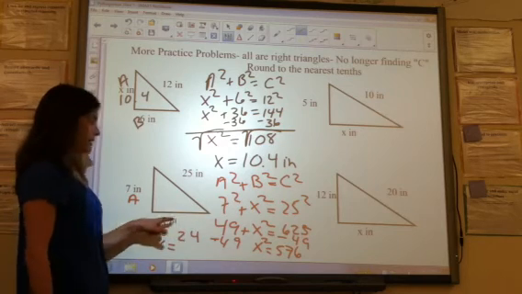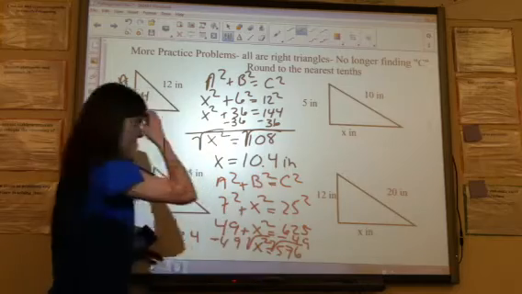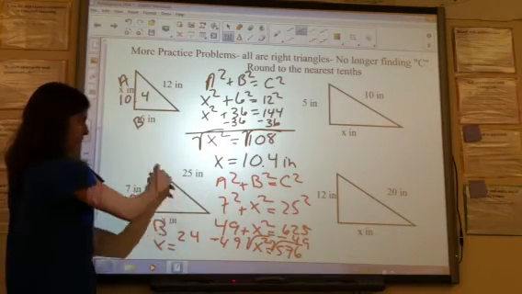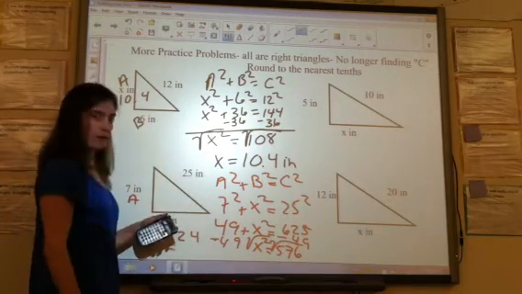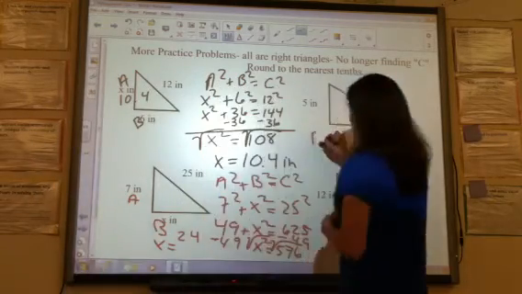So again, my x ends up being 24 after I take the square root of both sides. My x becomes 24, and that's great because my hypotenuse is 25, so that's still smaller than it. I'm going to do one more for you.